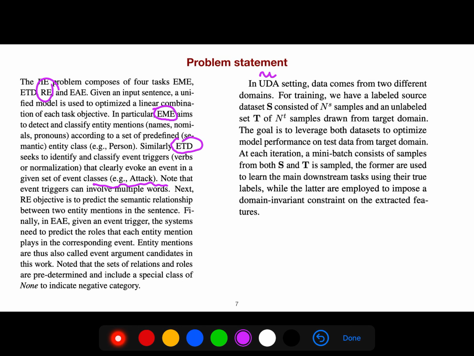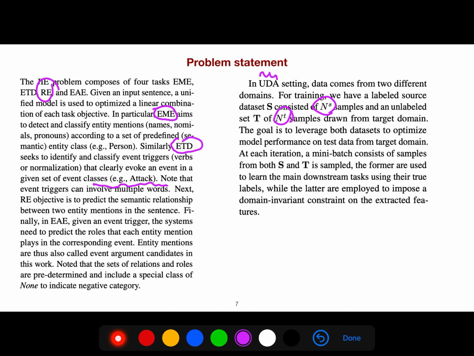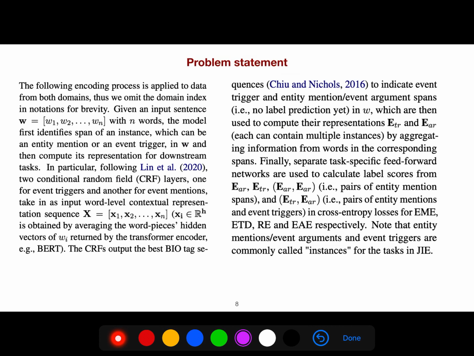In unsupervised domain adaptation, data comes from two different domains. For training, we have a labeled source dataset consisting of N sub S samples and an unlabeled set of N sub T samples drawn from the target domain. The goal is to leverage both datasets to optimize model performance on test data from the target domain.